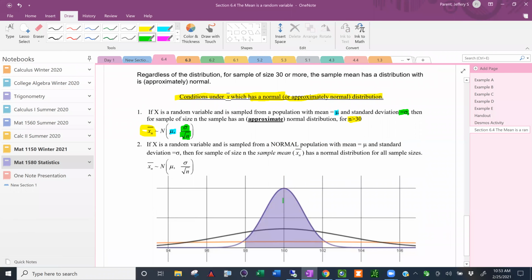Let's go back to our handout. The other condition under which X bar is going to have a normal distribution is if you start out with a normal distribution. If you start out with a normal population, then regardless of the sample size, X bar is going to have a normal distribution. Same mean as your parent population. The standard deviation, just like the above condition, is going to be sigma divided by the square root of n. So you start out with a standard deviation of sigma. The new standard deviation is going to be sigma over square root of n.